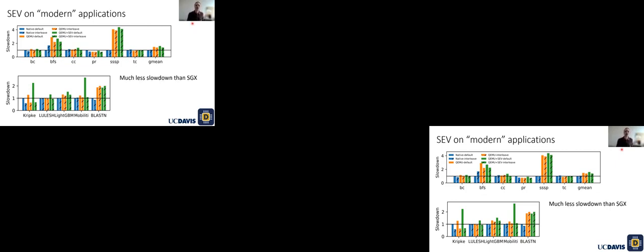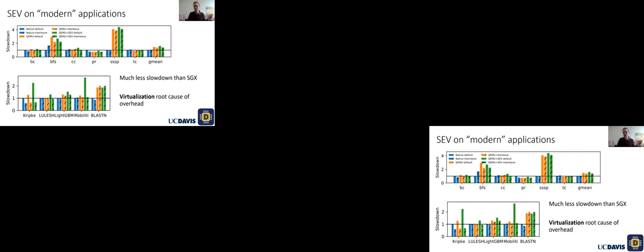And what we found is that SEV had much less slowdown than SGX, so up to about 2x slowdown. But unfortunately, it still has some. And the root cause of this is virtualization. You can see the orange bars, which are virtualization only, are about the same as the green bars, which are virtualization plus SEV. So almost all of our overheads are just coming from this virtualization.